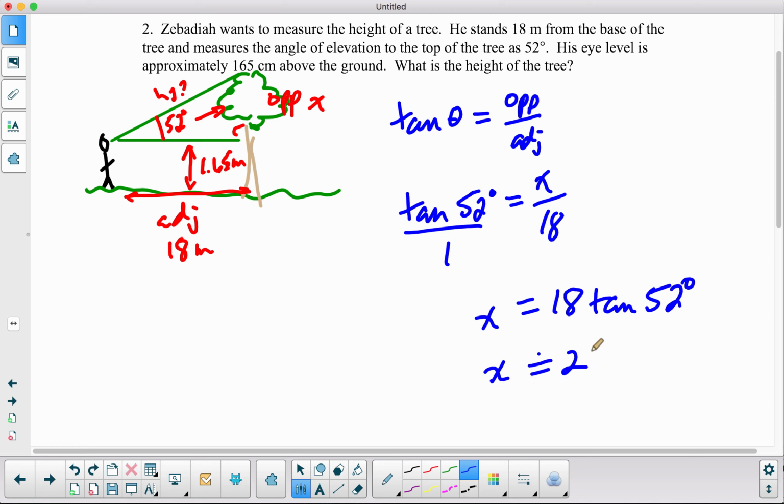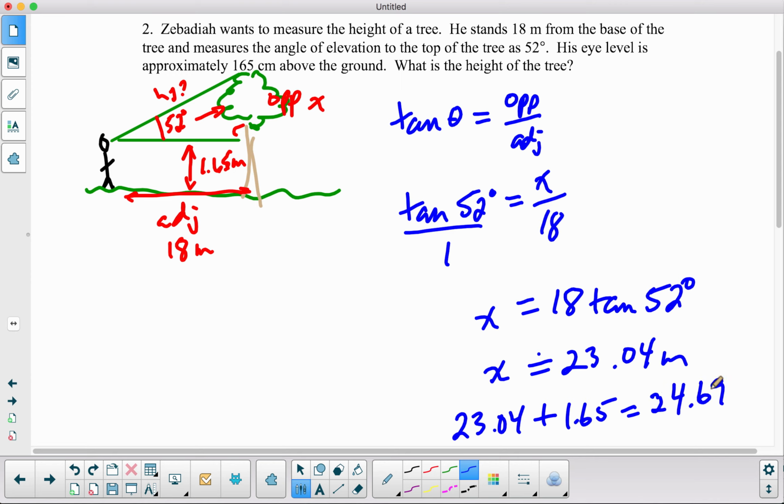Which is approximately 23.04 meters. All right, so that gives us the length of that side of the triangle, but let's add the 165 to give us the full height. Okay, in this case, the full height of the tree is 24.69 meters, and we just write a concluding statement there.